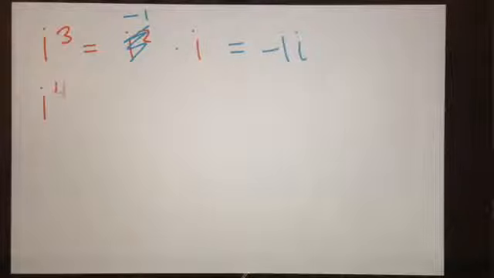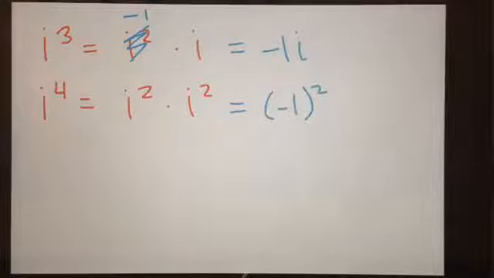If we have i to the fourth power, I could think of this as i squared multiplied by i squared. Well, each of those i squareds is -1, so that's like -1 to the second power. It's -1 times -1. And that just equals +1.